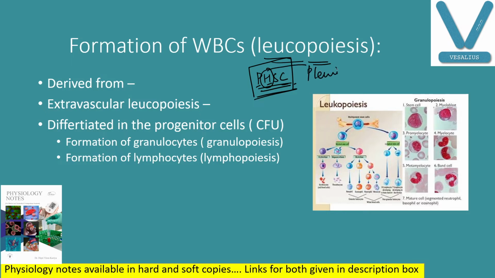Pluripotent hemopoietic stem cells, from which RBCs, WBCs and platelets are all produced. The granulocytes develop mainly and exclusively in the red bone marrow, so that is known as extravascular leucopoiesis. Here the pluripotent hemopoietic stem cells differentiate to form colony forming units, for granulocytes and for lymphocytes. The colony forming unit for granulocytes produces granulocytes having granules, neutrophil, eosinophil and basophil, and the colony forming unit for lymphocytes produces lymphocytes.